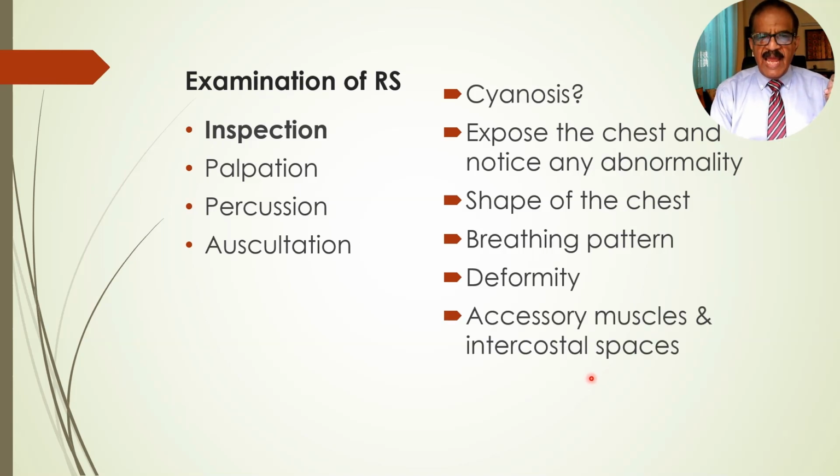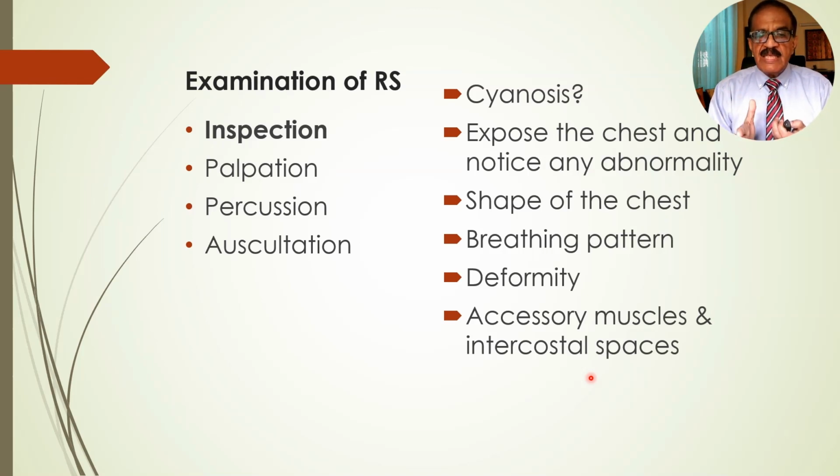Then accessory muscles and intercostal spaces. Normally we breathe very, very quietly and effortlessly. Normally inspiration is active, and how does inspiration occur? Our brain sends signals through the phrenic nerves and the intercostal nerves to all the muscles, the intercostal muscles and the diaphragm, to contract, and that would expand the chest. Because of expansion of the chest, the pressure within the chest cage will reduce and that will suck air inside. So that is the mechanism of inspiration.